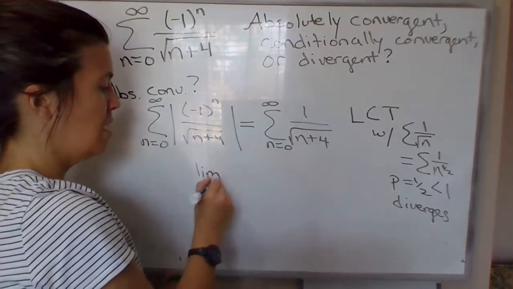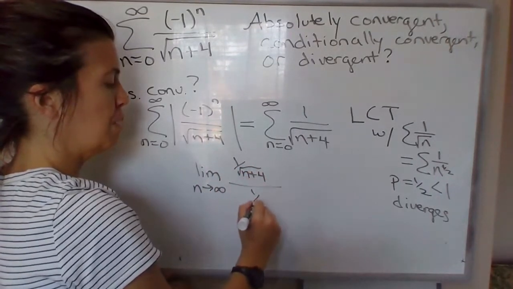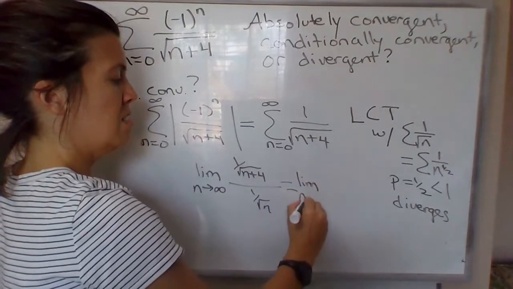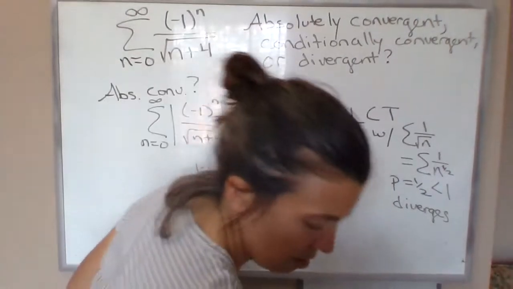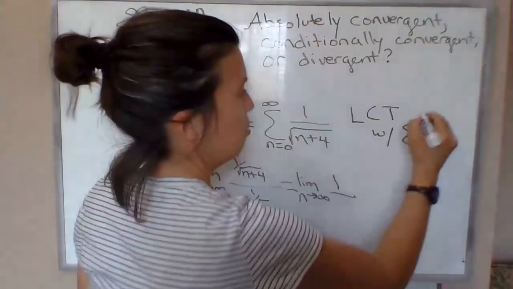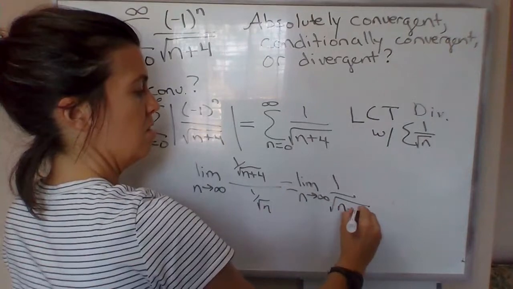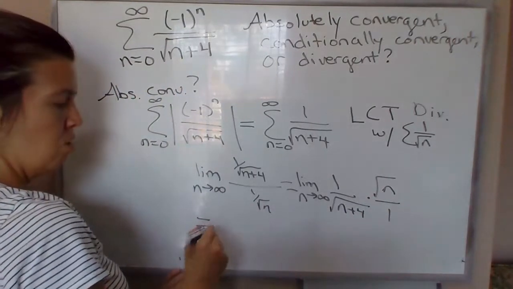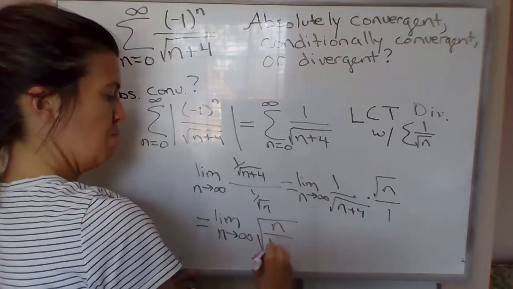So I take the limit as n approaches infinity of the terms in my given series over the terms in my comparison series, and it doesn't really matter which one's on top and which one's on the bottom. So we're doing the limit comparison test with this series which diverges. Bring this guy up, flip it over, so square root of n over 1. We could write that under a single square root, n over n plus 4.